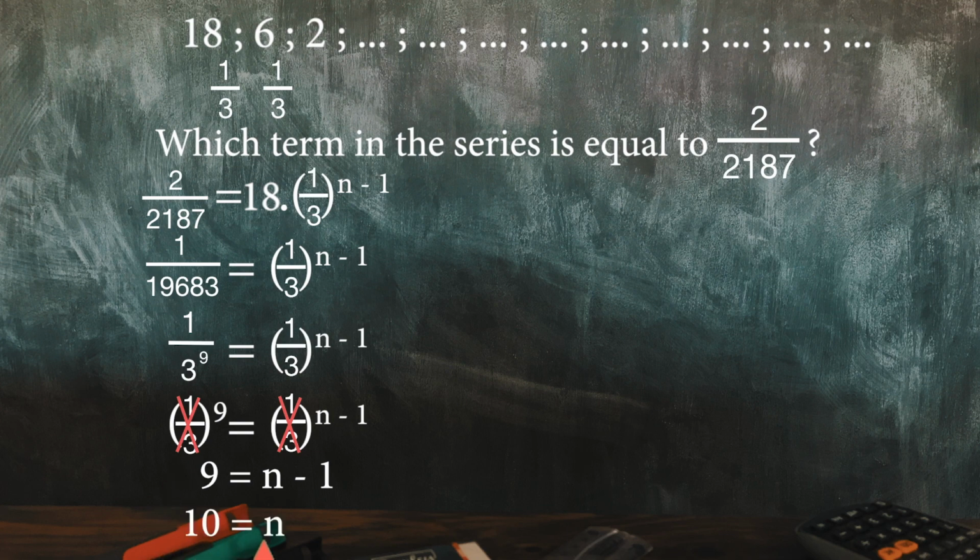So the 10th term is equal to 2 over 2187. So this is the first, the second, the third, the fourth, the fifth, the sixth, the seventh, the eighth, the ninth, the 10th. And the 10th term is 2 over 2187.